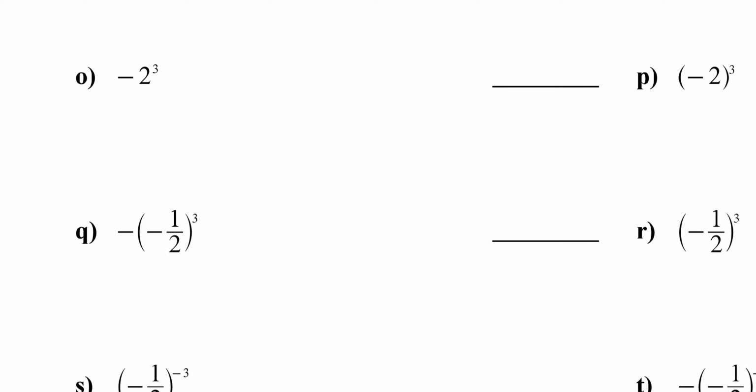Okay, moving on to the next one here. For O, well, there's no bracket, so we do the exponents first. So 2 to the power 3 is 2 times 2 times 2. And there's a minus sign there, so my final answer is going to be negative 8.